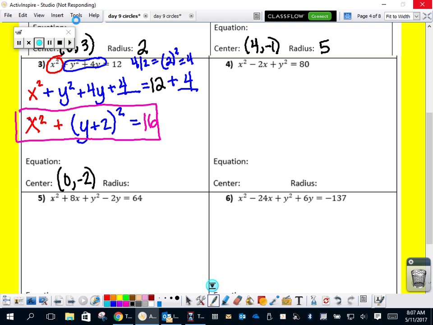Oh no, it's not responding again. It is 4.